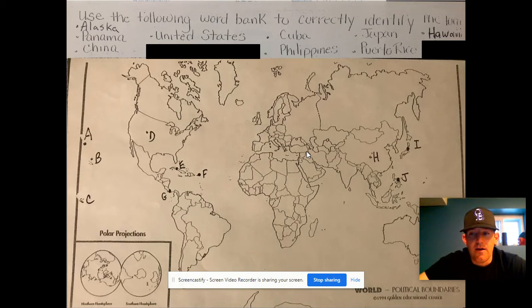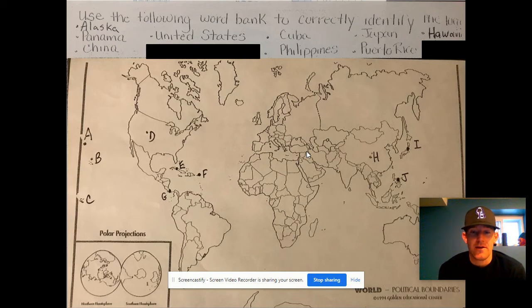B, you should have had, I hope, Hawaii, a place I would love to go to one day. D, we should obviously all know, United States. E, this is Cuba. F, Puerto Rico. G, it's a place we're going to do a lot of talking about in section 3, Panama. We're going to do something really important there.